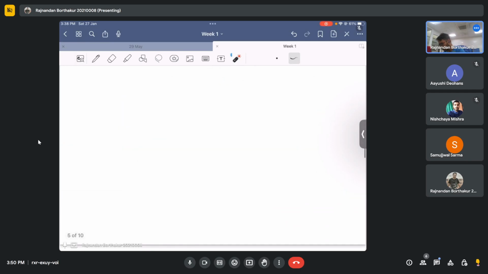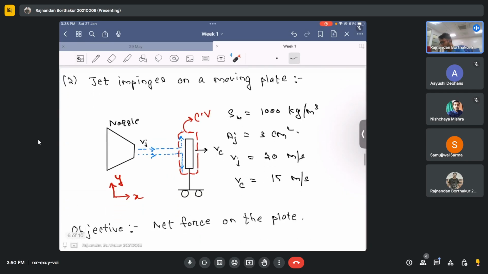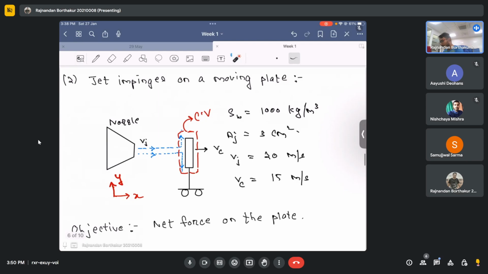So let's now start the second problem on Reynolds transport theorem. This is more of an applied problem, which is known as the jet impingement on a moving plate.